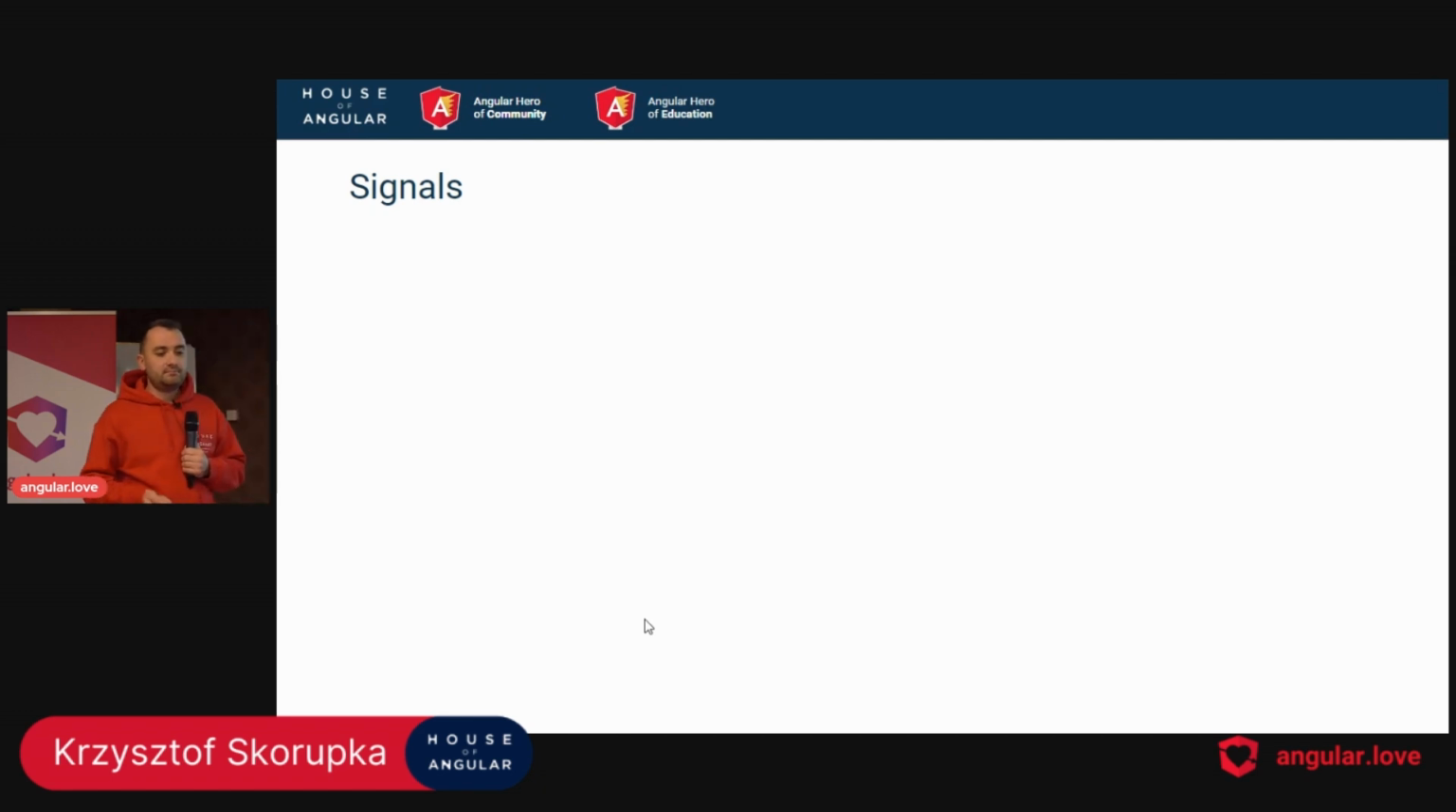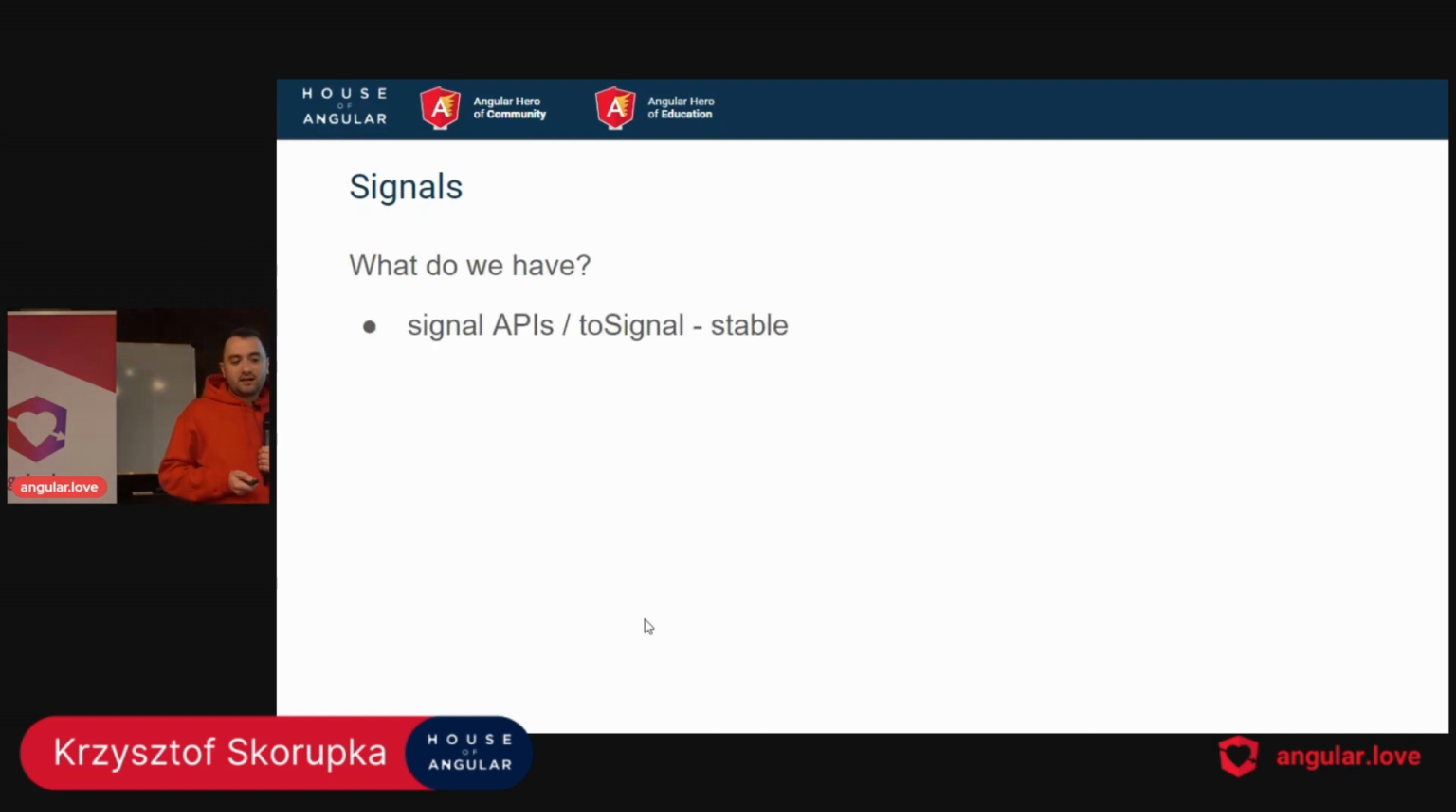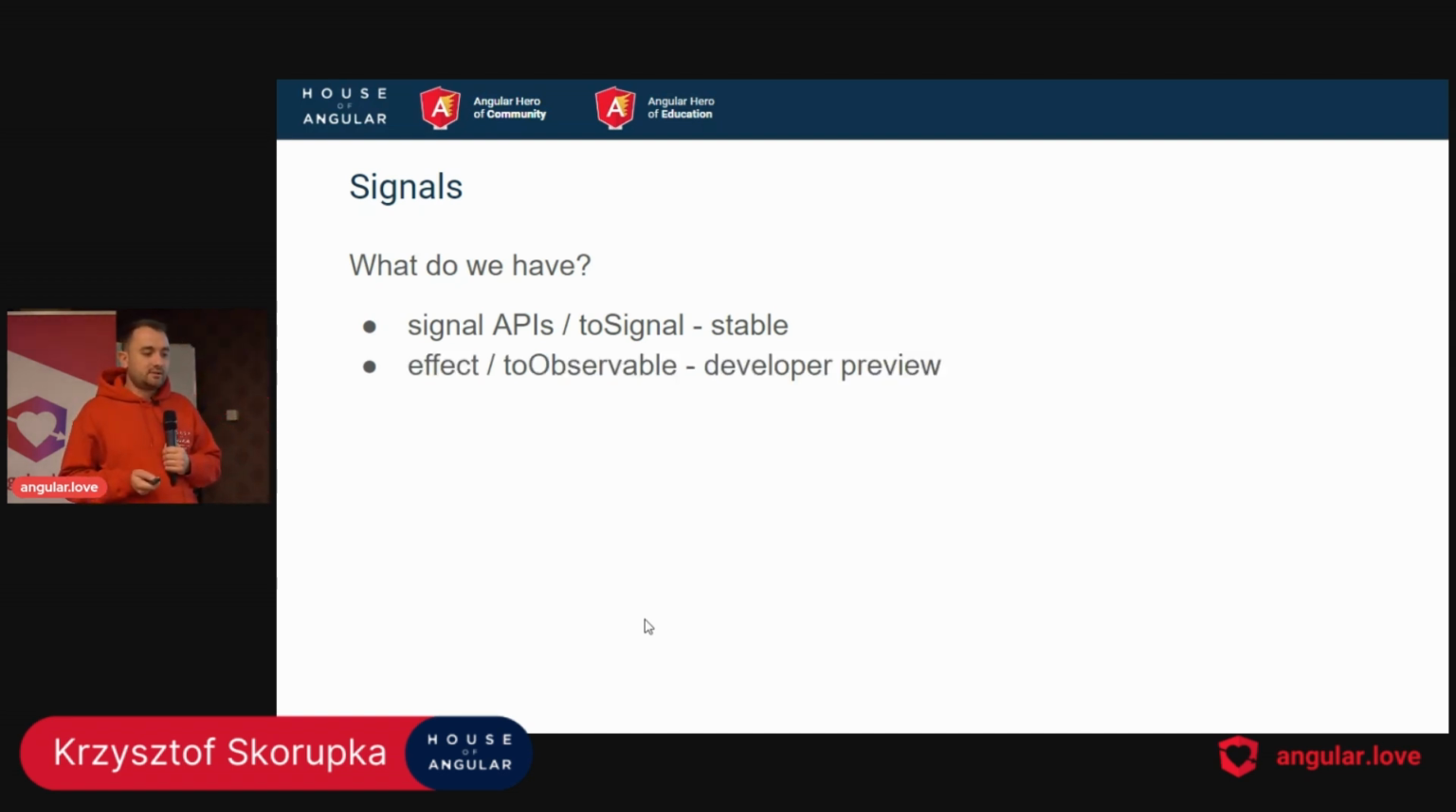Okay, then the second hot topic is signals. With signals, I would really not like to get into so much detail here because there are already so many talks about this topic, so many blog posts and so on. You may be sick of it. So let's just quickly iterate through this and see what we have, and then we'll get to what we can expect. So we have the signal APIs and also toSignal, which are stable.